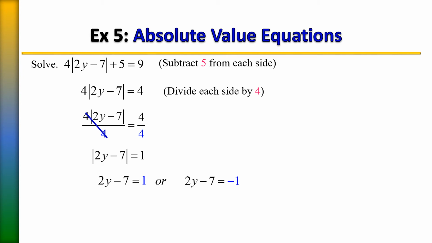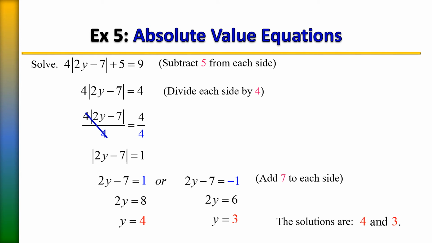So for both of these equations, one of the first things we're going to have to do is to add 7 to each side. So beginning with the first one, let's go ahead and add 7. Next, we're going to divide by 2, and y equals 4. The other one, let's go ahead and add 7. That's going to give us 2y equals 6. Next, divide by 2, and y equals 3. So our two solutions then are 3 and 4.